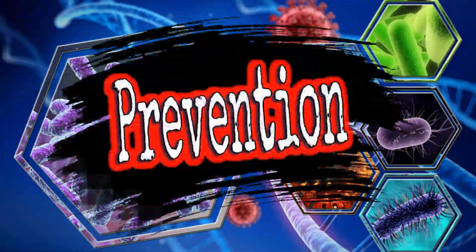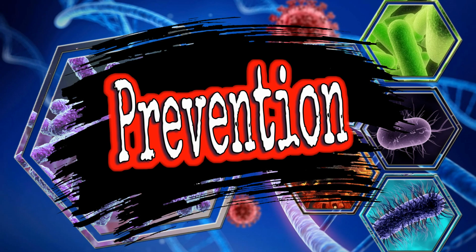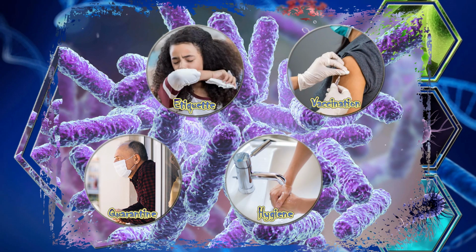Prevention. The key to battling infectious diseases lies in prevention. Proactive measures can save lives and prevent widespread outbreaks. Preventing infectious diseases involves several measures. Vaccination is one of the most effective ways to protect ourselves and others. Additionally, practicing good hygiene, such as regular hand washing, and maintaining social distancing during outbreaks can significantly reduce transmission.